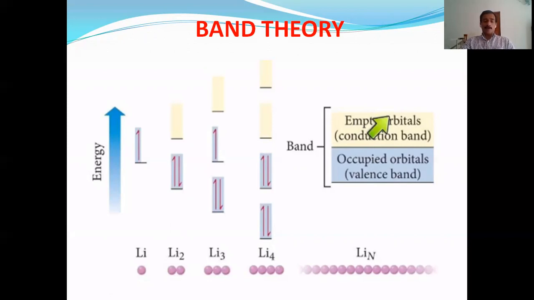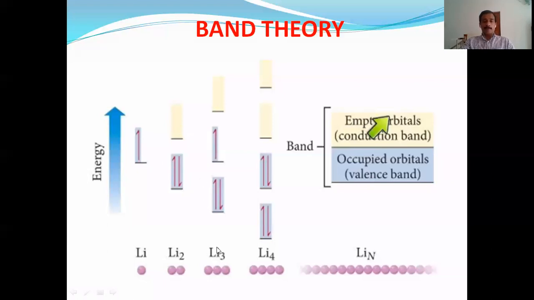Total how many electrons in the outermost shell? 2 electrons. One in one of the lithium atoms, one in the other lithium atom. Therefore, these 2 electrons will enter into the bonding molecular orbital. The antibonding molecular orbital will be vacant.